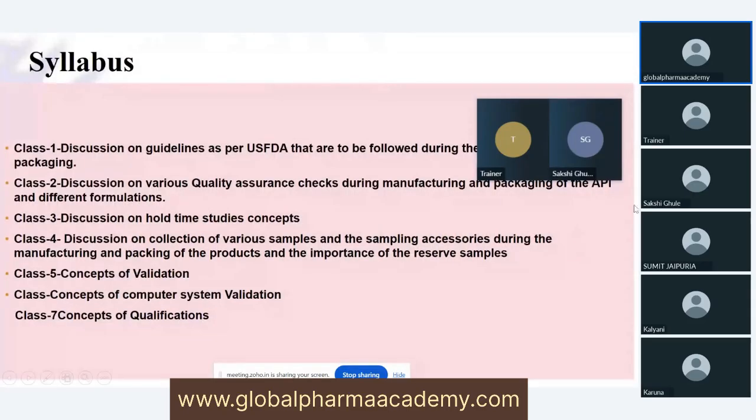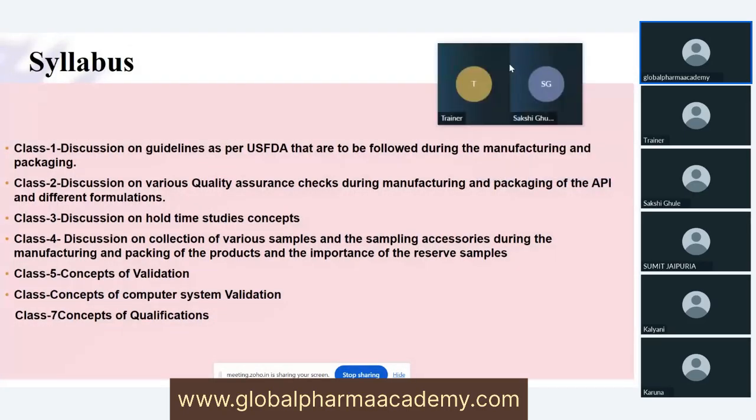About our course curriculum: in this short certification course, there are 7 sessions we will conduct. The first one is a discussion on the guidelines as per the USFDA that are to be followed during manufacturing and packaging. Session 2 includes discussion on various quality assurance checks during manufacturing and packaging of the API and different formulations. Next, class 3 is a discussion on hold time studies concept.